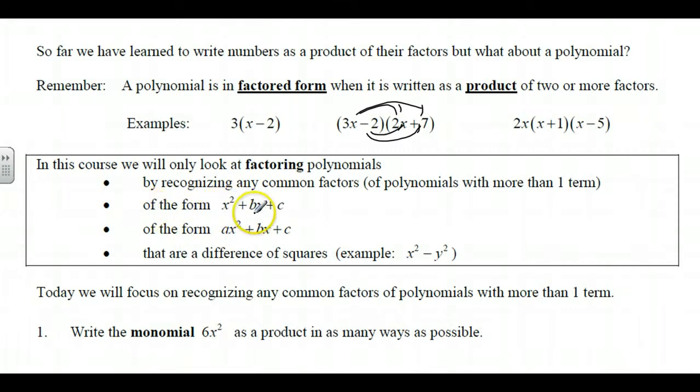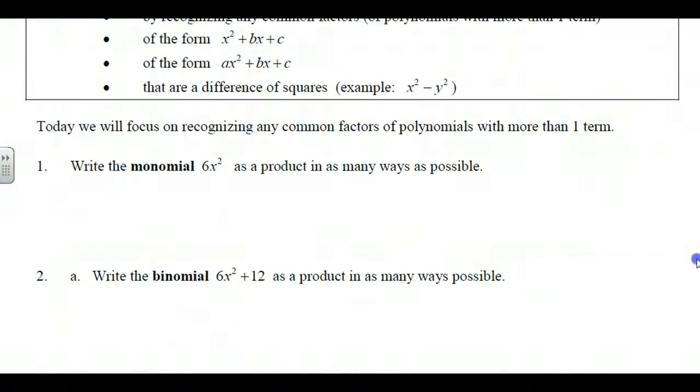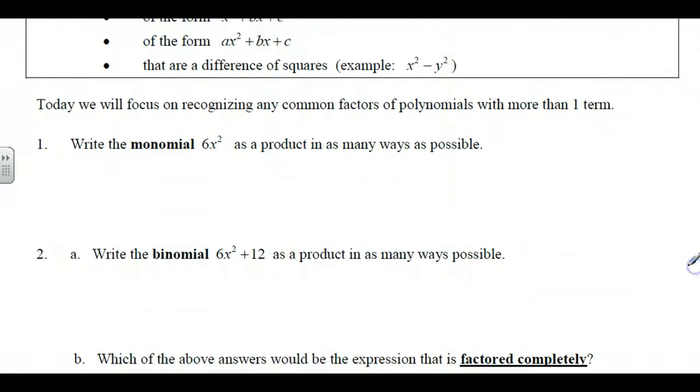Of the form x squared plus bx plus c, of the form ax squared plus bx plus c, and that are a difference of squares. And an example of that is x squared minus y squared. Difference of squares is always in this form. Two terms, both of which are squares, since they have square roots, with a minus sign in between. That's the difference. Today, we're going to focus on recognizing any common factors of polynomials with more than one term.